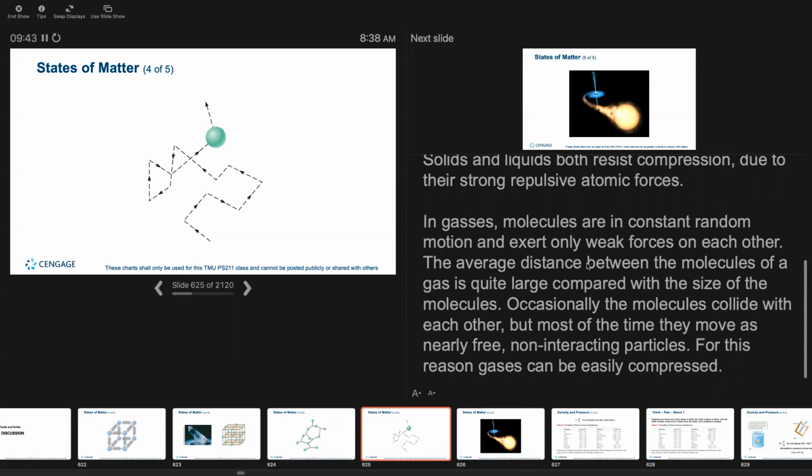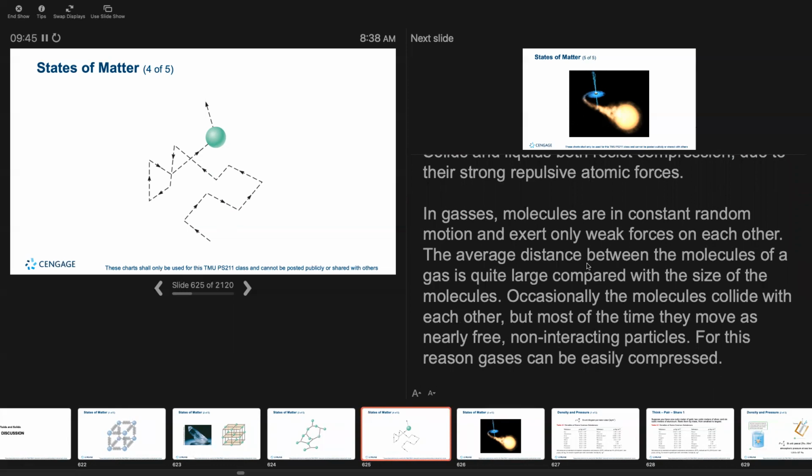In gases, on the other hand, molecules are in constant random motion and exert only weak forces on each other. The average distance between the molecules of a gas is quite large compared with the size of the molecules. Occasionally, the molecules collide with each other, but most of the time they move as nearly free, non-interacting particles. For this reason, gases can be easily compressed.